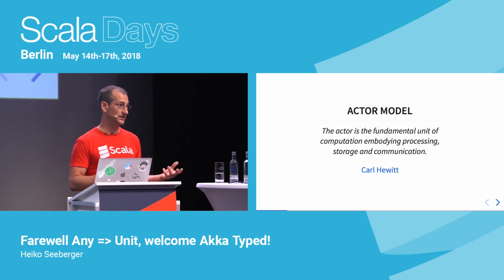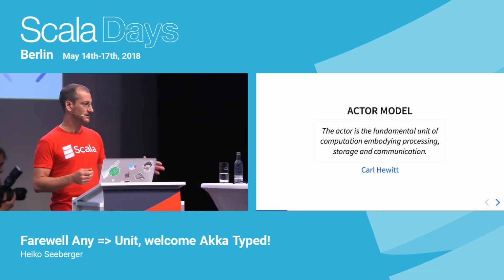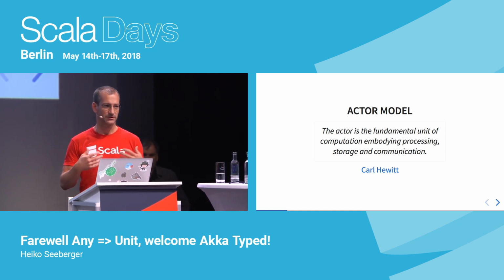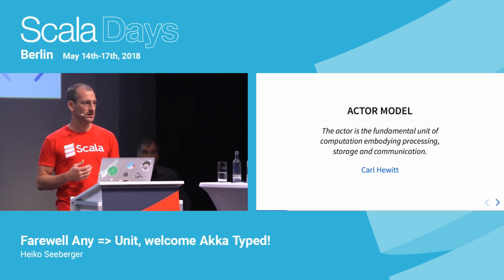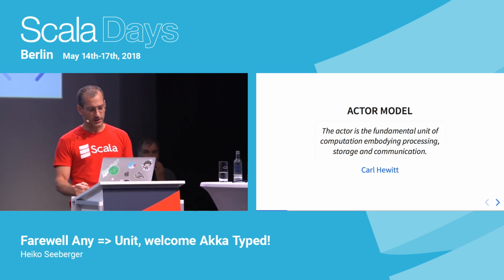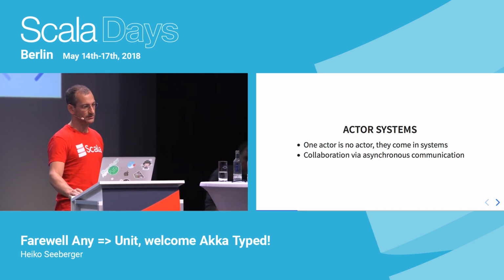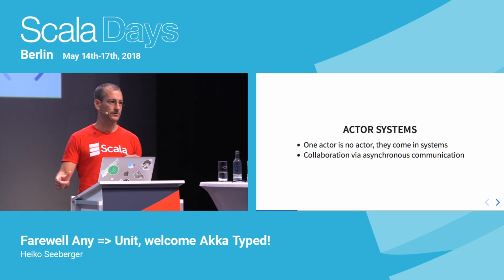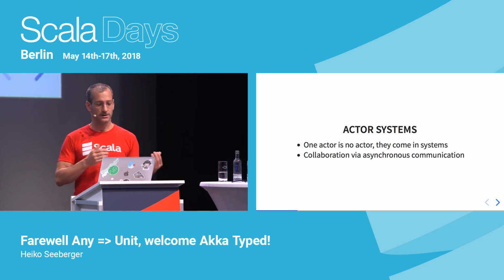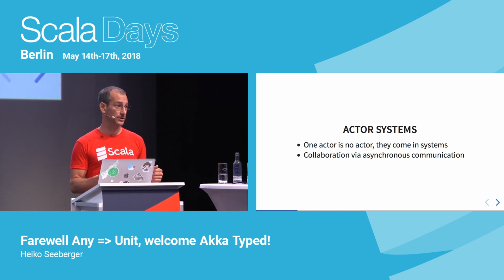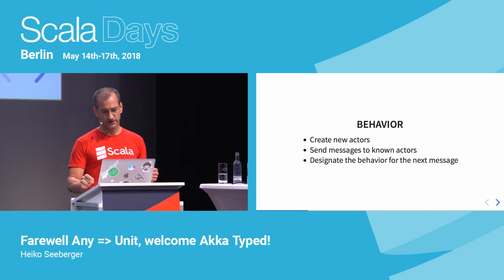Processing essentially means they can do stuff. And storage doesn't mean disk storage or something like that, but it means they can have state. And I think this is really the essence of actors, that they are meant to have non-local, potentially distributed state. And they do communicate using asynchronous messaging. And it's important to understand that one actor is no actor. They come in a system. So in order for actors to collaborate, they need to know each other, or they need to know their addresses so they can communicate, okay? I think that's pretty clear.